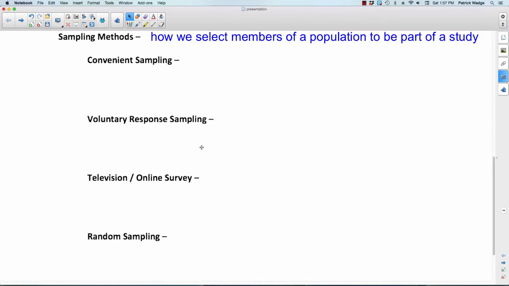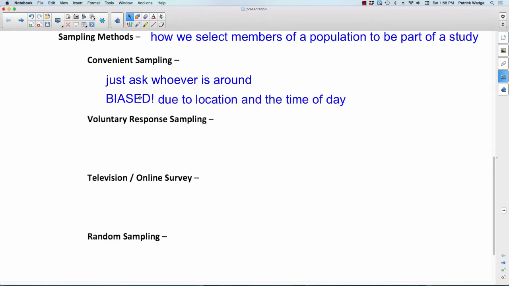So here's an example of 4 sampling methods: 3 bad, 1 good. The first one that's not very good, but is pretty common, to tell the truth, is convenient sampling, or convenience sampling. So this is where you just ask whoever's around, right? You stand down in the foyer of the school and people come by and you're like, hey, can you answer these questions for me? And some people are like, yeah, sure. And other people are like, no, I'm sorry, I don't have time for that right now. So it's convenient, it's easy, but the problem is it's biased. How come? Well, due to the location and also to the time of day.